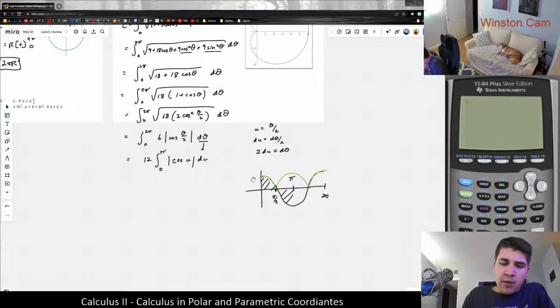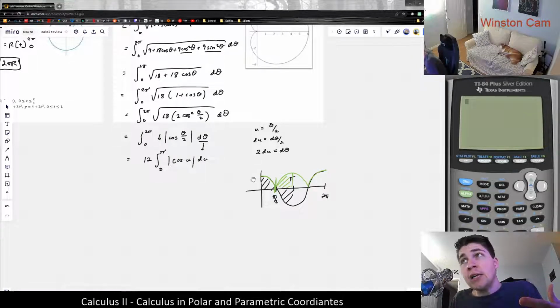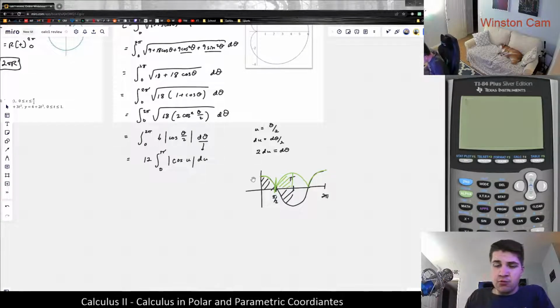So another way that we could do this, if we wanted to not worry about the absolute value and use symmetry, is just integrate from 0 to pi over 2, and then double the answer. Because as we know, a cosine wave is always symmetric. So let's go ahead and just do that instead.